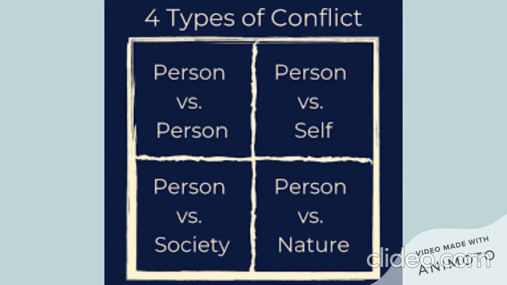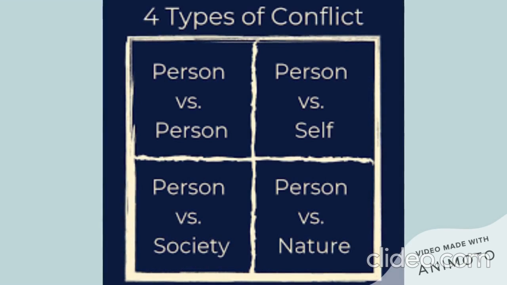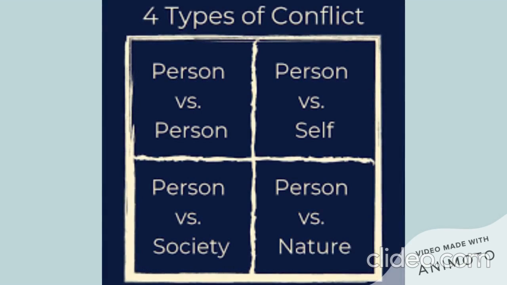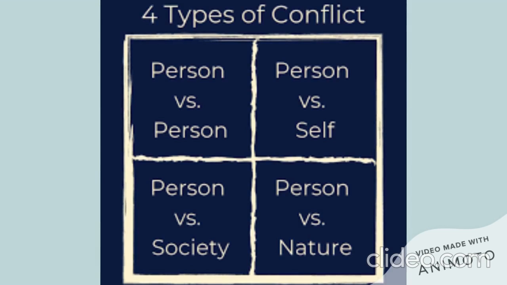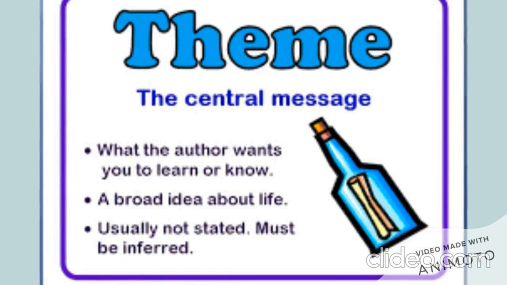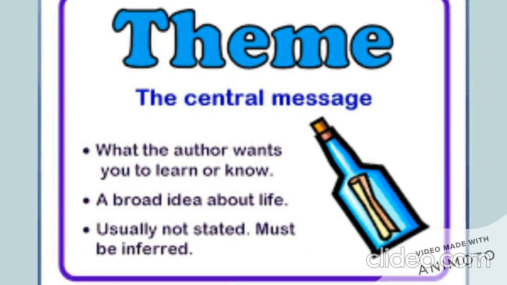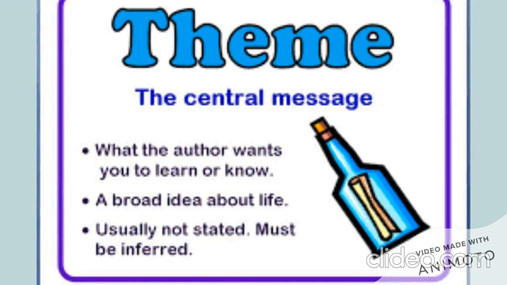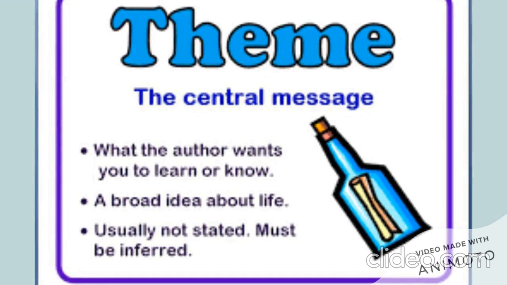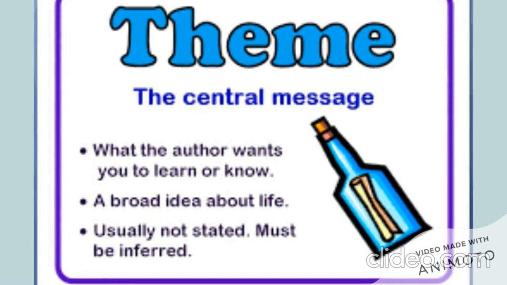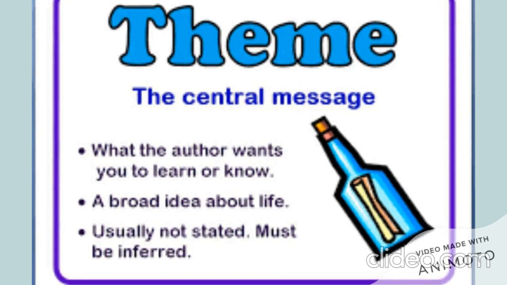And finally, we still have more. The theme. The theme is another very important element. The theme is what the story is about. It's like the main idea of the topic sentence. It is the central message. It's what the author wants you to learn or know. It's a broad idea about life, usually not stated, that must be inferred. The theme of the story is what the author is trying to convey. In other words, the central idea of the story.